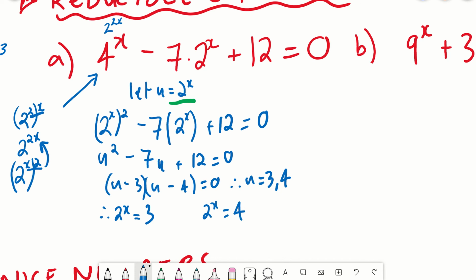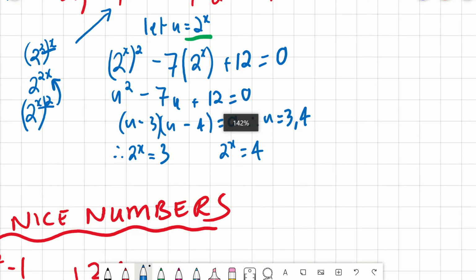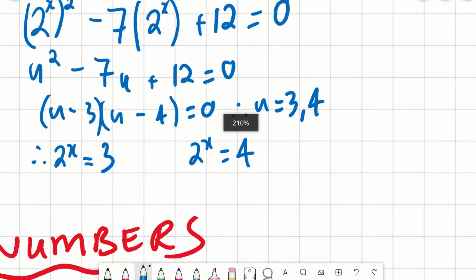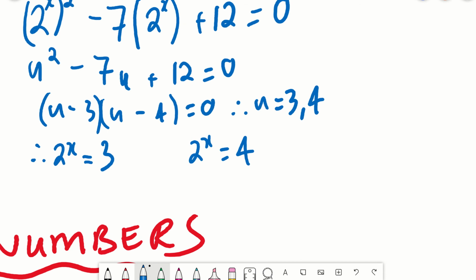Which still hasn't got us an answer, because we need to find x equals and x equals. If I was in person with you right now, I would say, what should I do? How would I get x? Hopefully you can see this one's just going to be 2, because I know 2 to the power of 2 is 4, so that's a nice one. But the question is, how do I solve this one? 2 to the power of x equals 3.